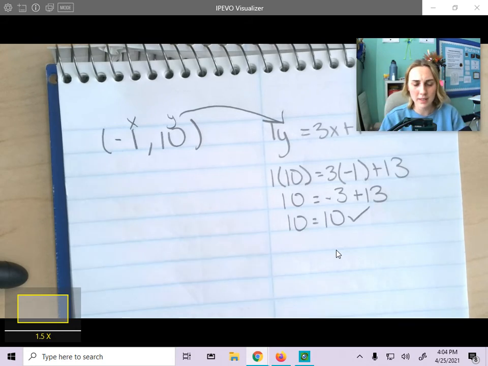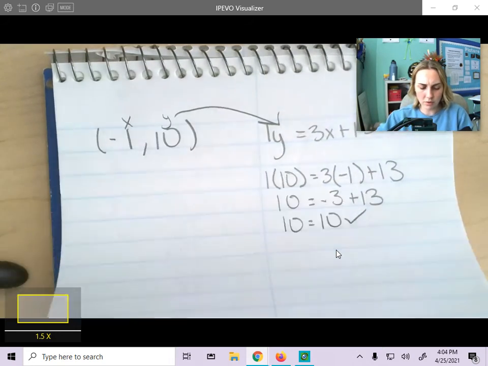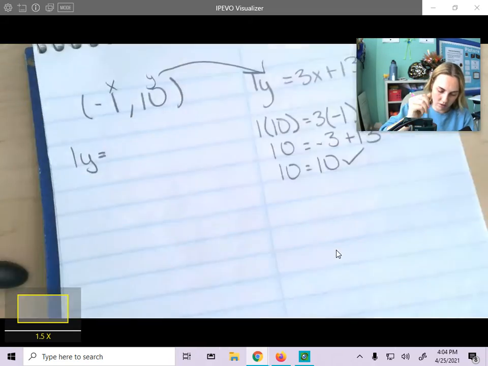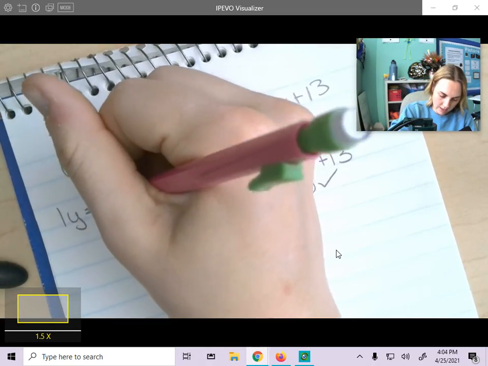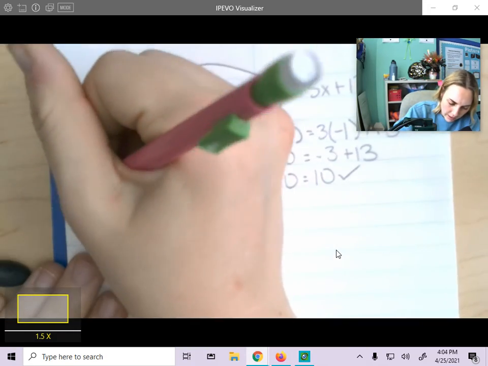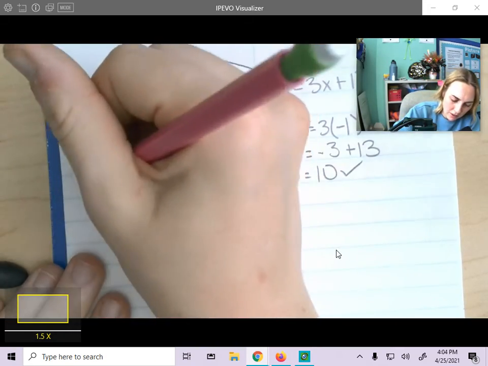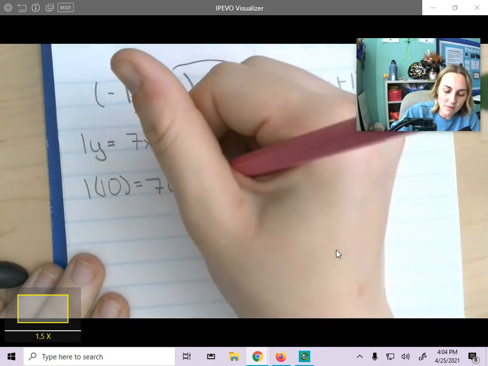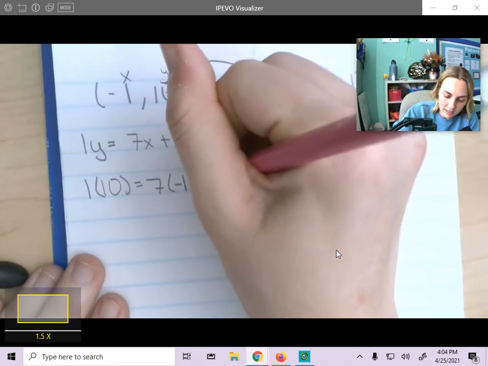So far, so good. Now let me write down the other equation real quick. We had 1y is equal to 7x plus 17. All right, cool. Same thing. 1, y value is 10, so I'll substitute that in. It's equal to 7, my x value is negative 1, so I'm going to plug that in as well, plus 17.